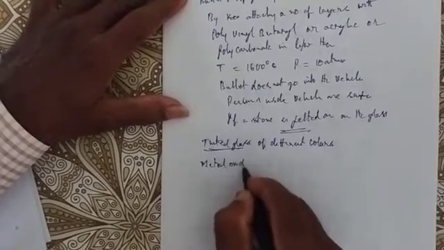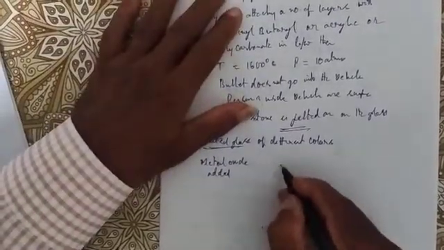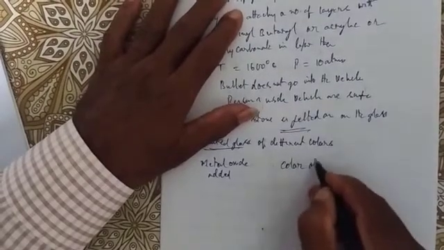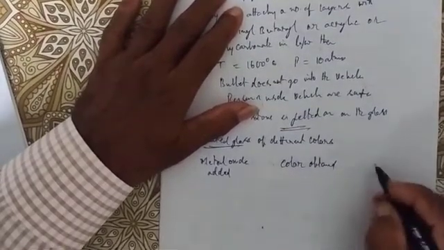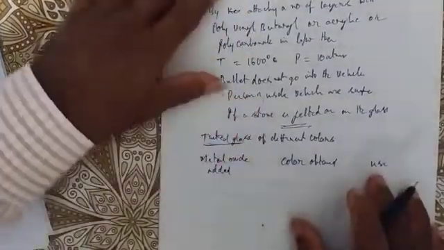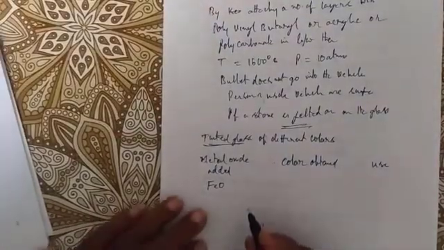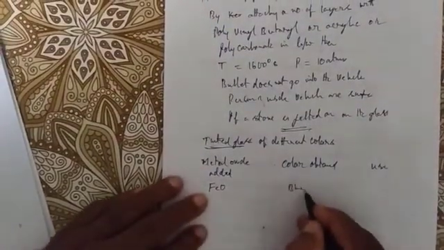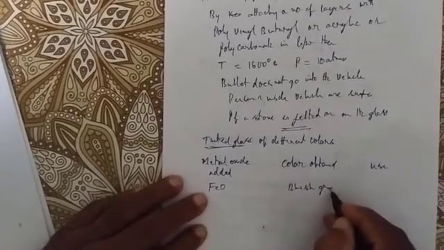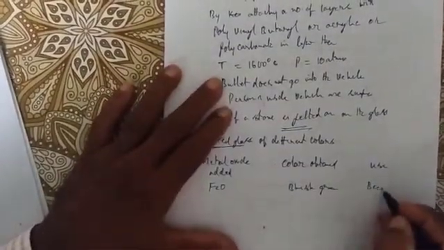So metal oxide is added, and of course the color obtained because of the metal oxide, what color we obtain, and the usage. If ferrous oxide is added, then we get bluish green. The color imparted to glass is bluish green, and it is used for beer bottles.